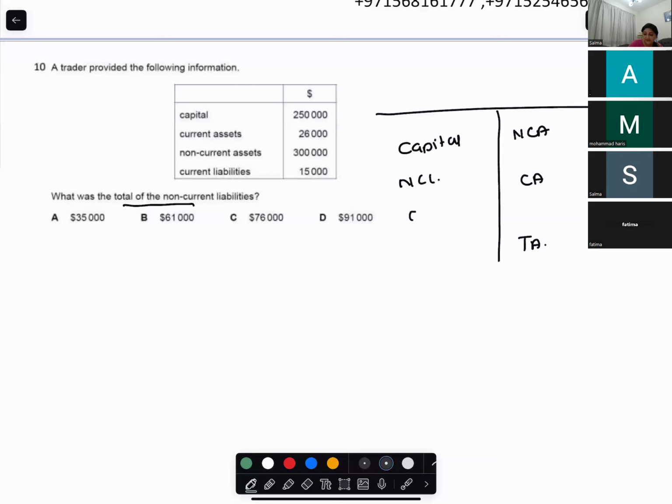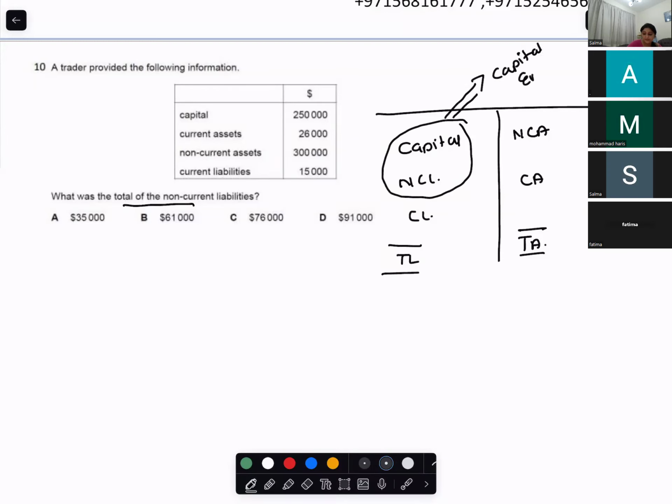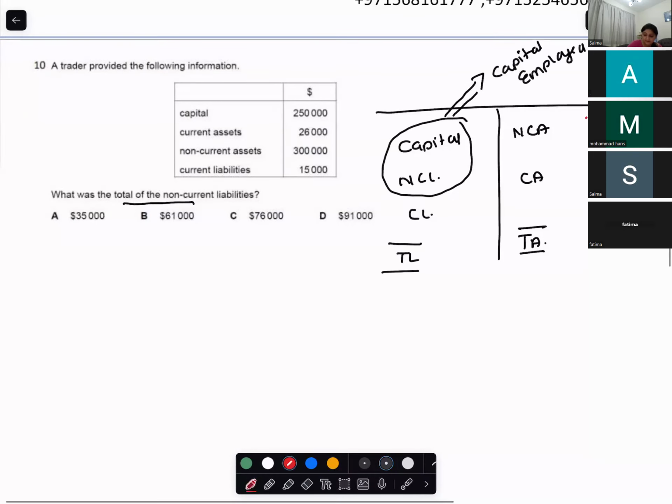This is your non-current liabilities. This is the format that you should remember for the balance sheet or the statement of financial position. NCA, capital, NCL, CL. The total of both is capital employed. You should always remember this. Are you with me? Yes, miss. Can you start filling it? Come on, tell me.